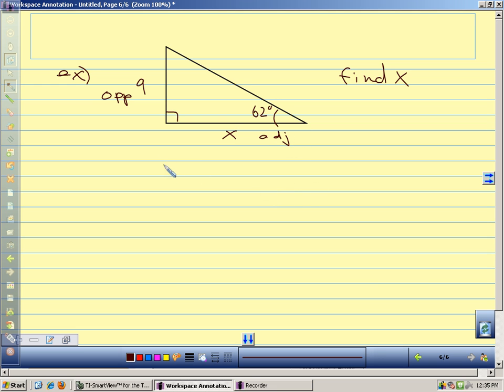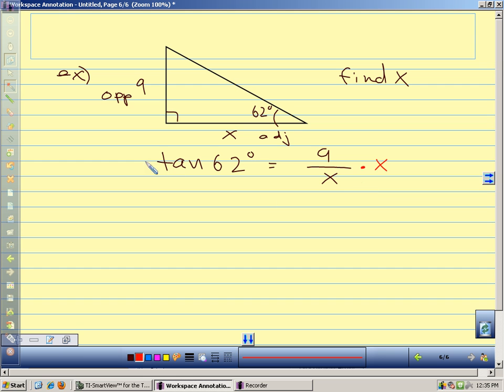Second step, write our equation. The tangent of the angle equals the opposite divided by the adjacent. So there's our second step. Our third step is solve for what we need. Well, what we need is this x down here in the denominator. How do I get rid of this x in the denominator? What do I need to do? Multiply each side by x.